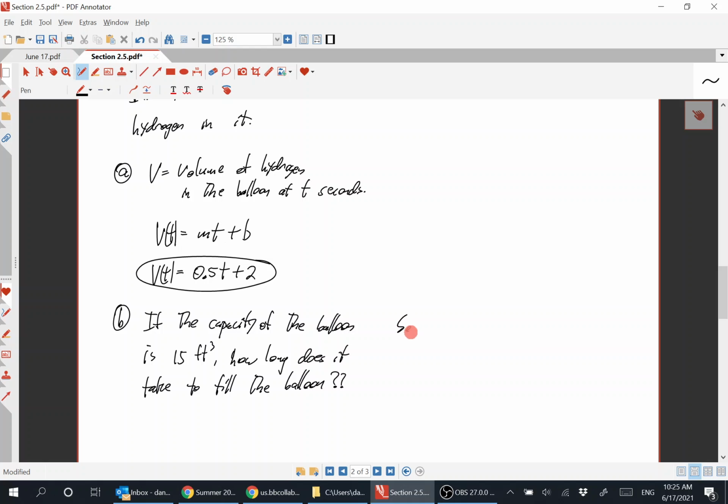So they're just asking you to find T when V equals 15. All right, so 15 is equal to 0.5 T plus 2. Find T when V is equal to 15. Right? I mean, they're implying what they're looking for here. How long? How long is a question about time.